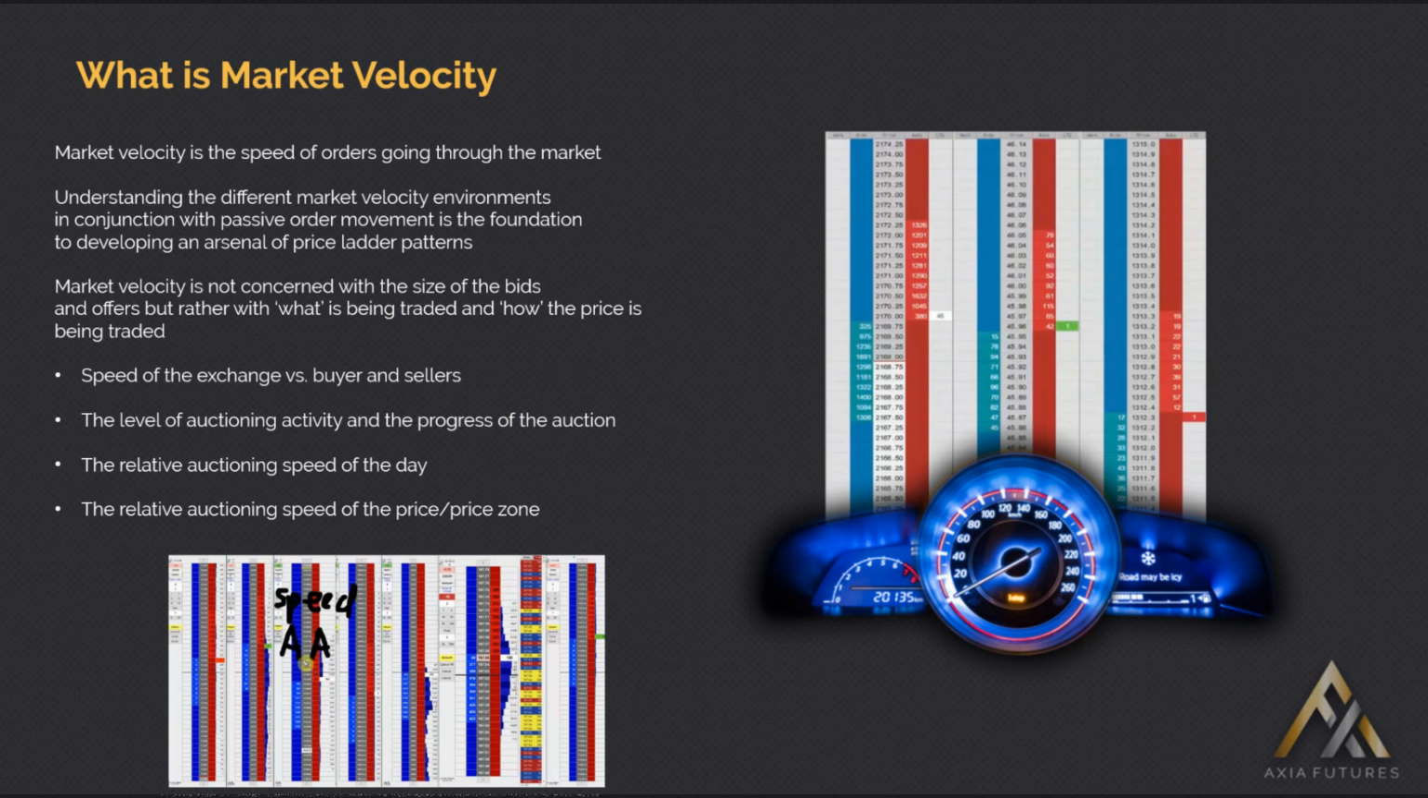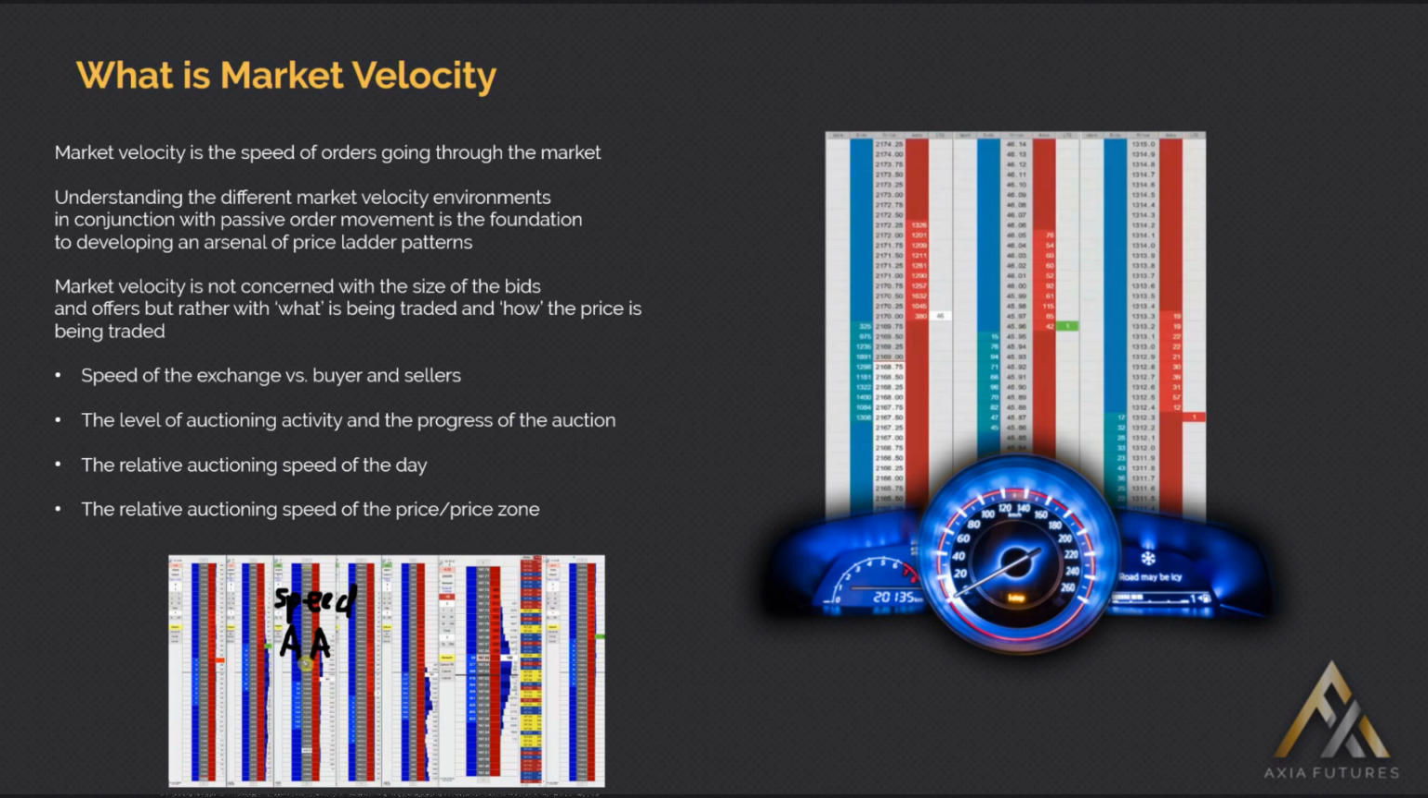And so if you're looking at your trading platform ladder, it's all the orders that are being traded, and where you see that flickering of green, red and white is what you're effectively looking at, and how quickly the volume profile histogram is increasing really brings a quick summary of what market velocity is. Understanding the different market velocity environments, in conjunction with the passive order movement, is the foundation to developing an arsenal of price ladder patterns.